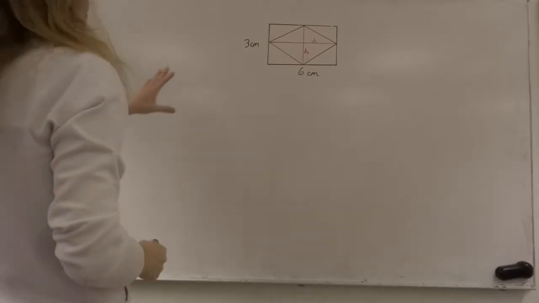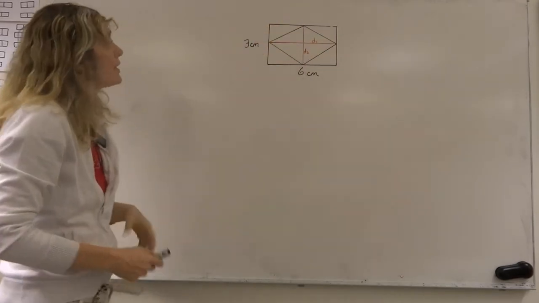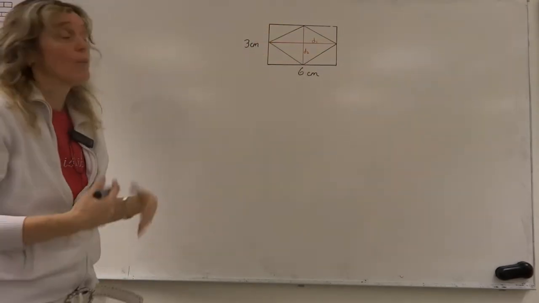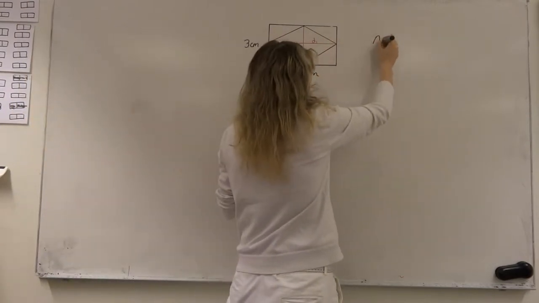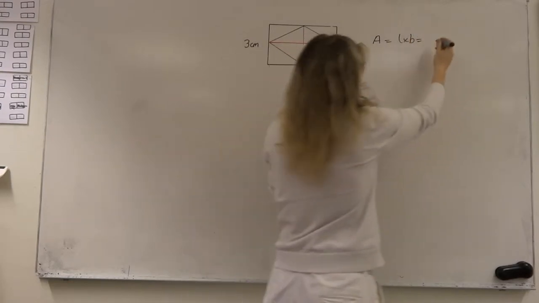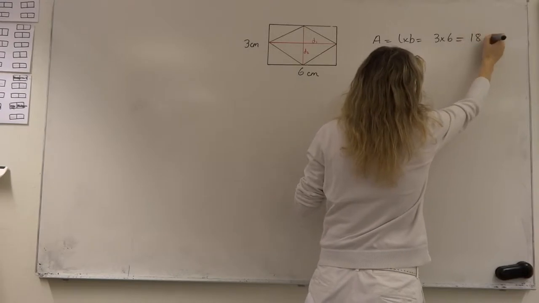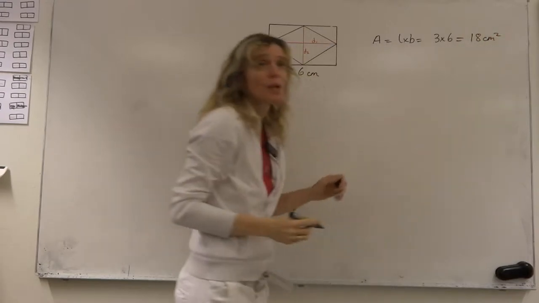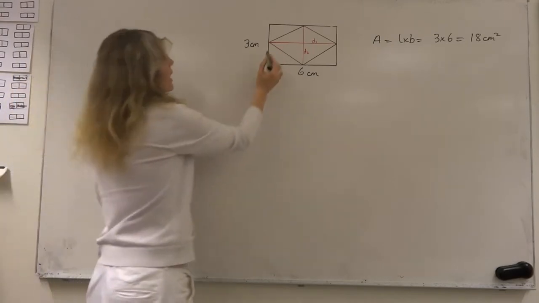Okay, if we were asked to work out the area of the rhomb here in the middle, there's a couple of different ways we could work it out. We could work it out by first taking the area of the rectangle, which would be the length times the breadth. So we'd get 3 times 6 equaling 18 centimeters squared. And then we could take away the area of the 4 triangles here.